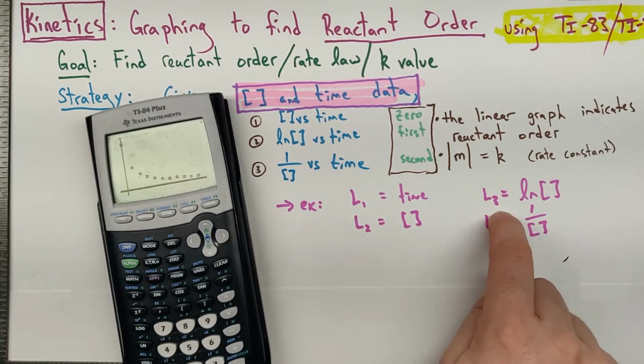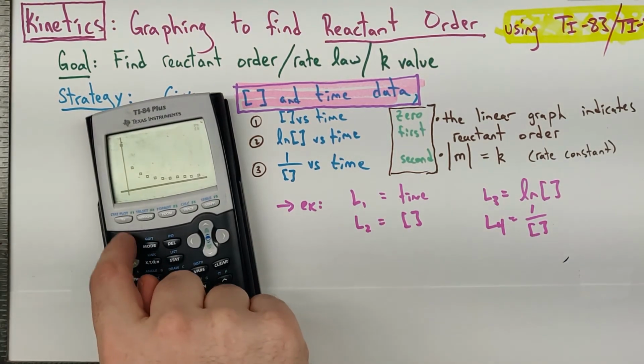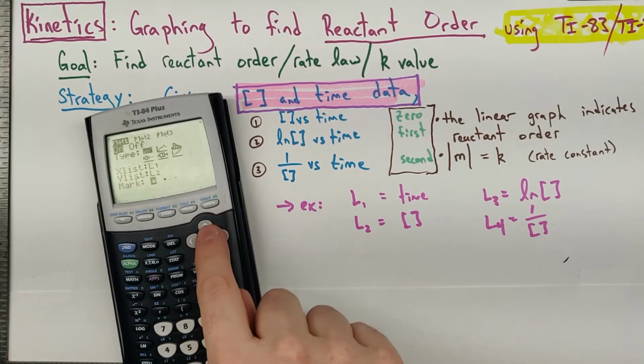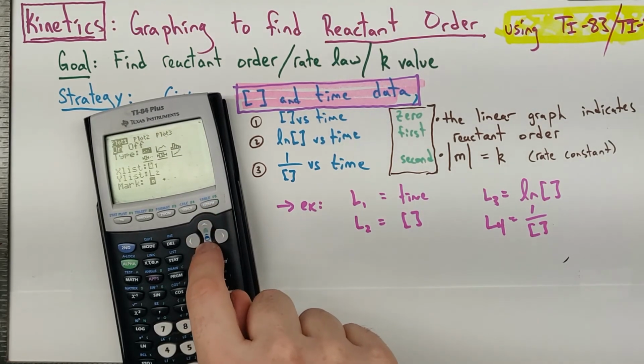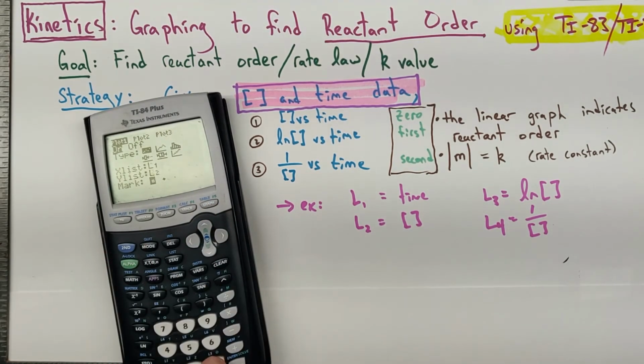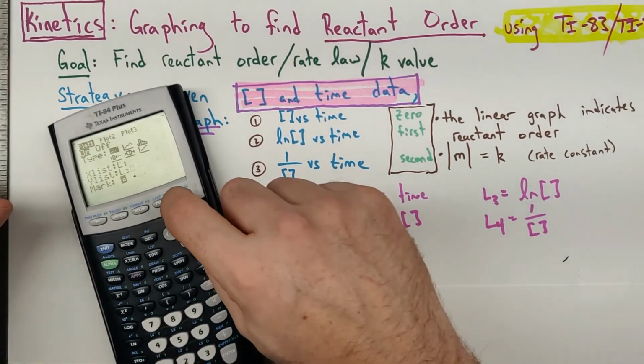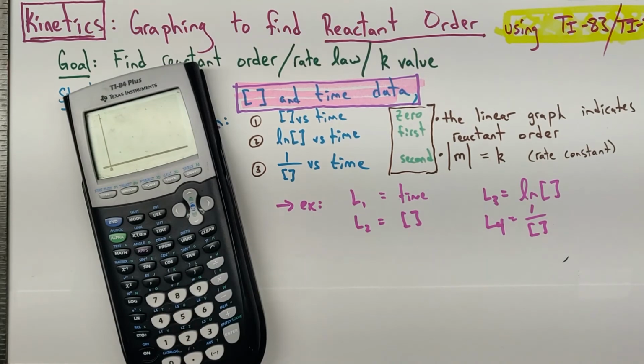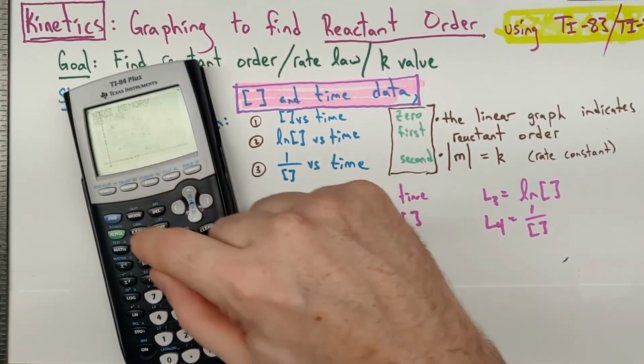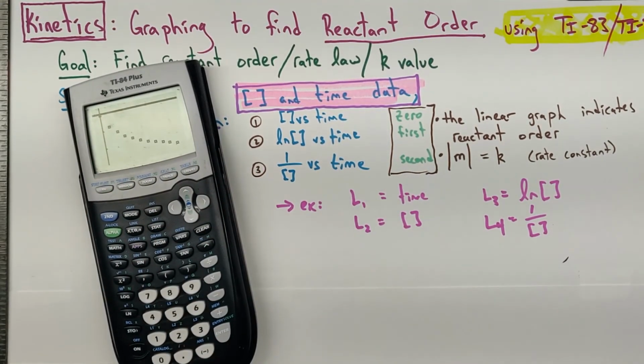So I'm going to go back to my stat plot, second y equals, and I'm going to change it to L1 and L3 this time. So second 3 is our L3. And we can go right to the graph then. And you'll notice you don't see it once again, because we need to zoom 9, that stat zoom. And if you look at that, that doesn't look very straight either.